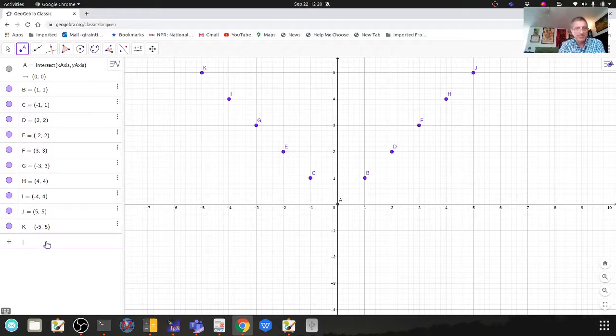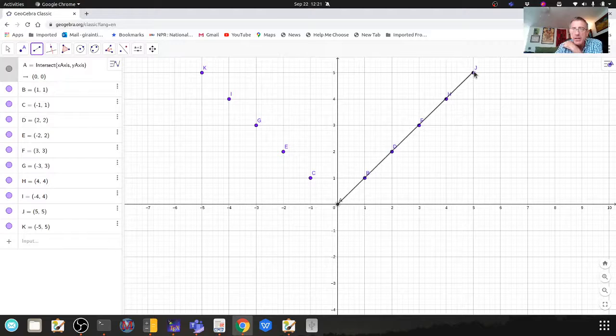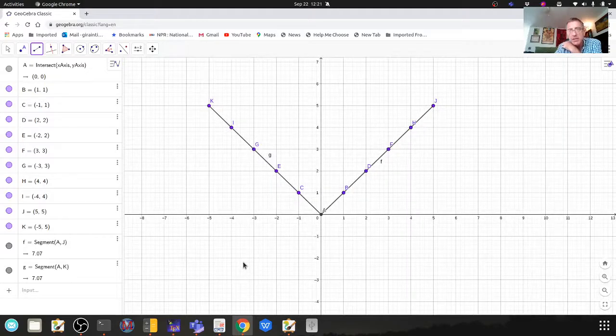And I'm not sure how to do the absolute value function, so we'll just do line segments when we plot it. It's going to look like that. And absolute value functions always look like a V, and this is the most basic one, again with the vertex centered at 0, 0.